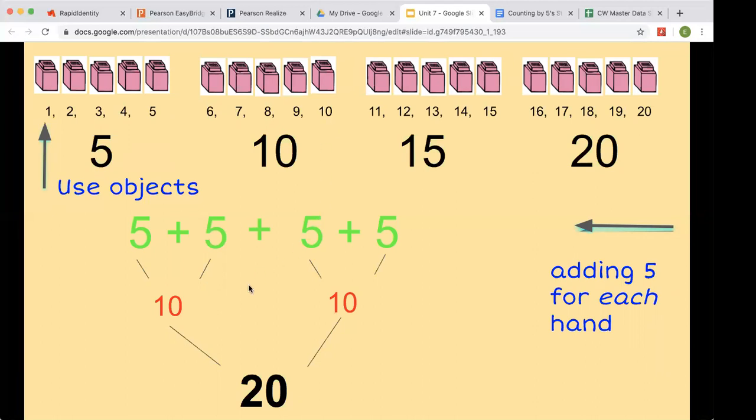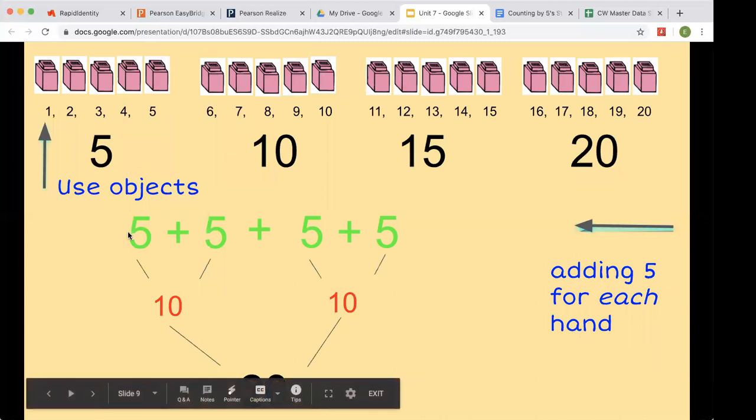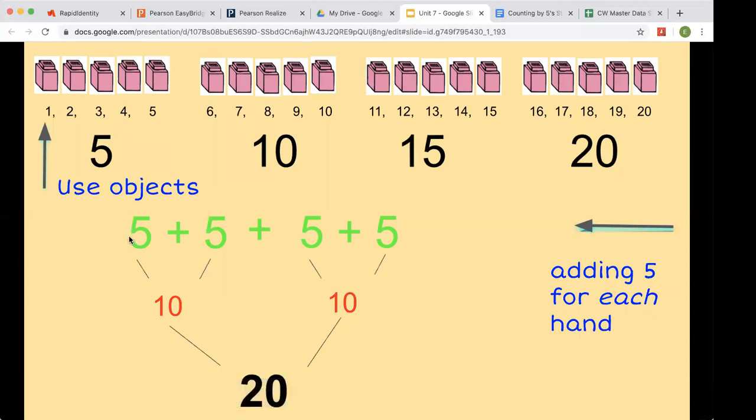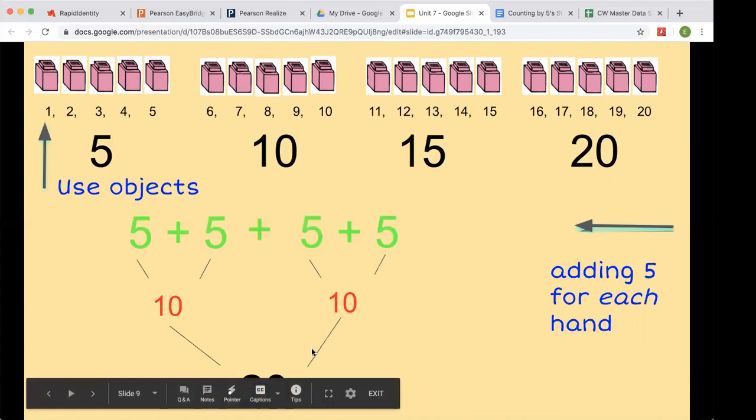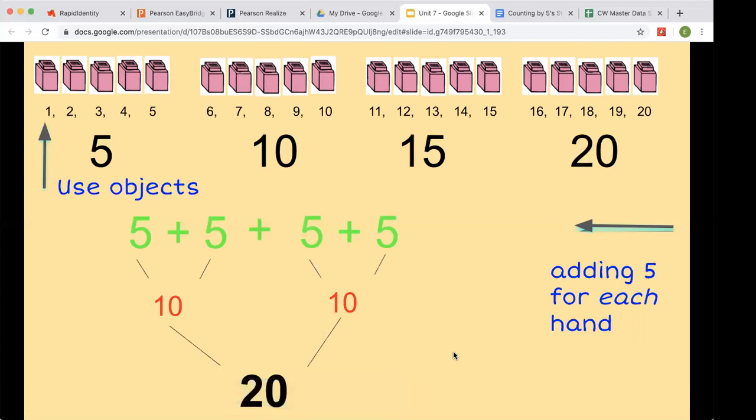Another strategy is you can add 5 for each hand. And so since there are 4 hands, I have 4 5s. 1, 2, 3, 4. And I'm going to add those up together. So 5 plus 5 is 10. 5 plus 5, 10. Then if we put 10 plus 10 together, we get 20. So for every 4 groups of hands, there are 20 fingers. Okay, so those are our strategies.